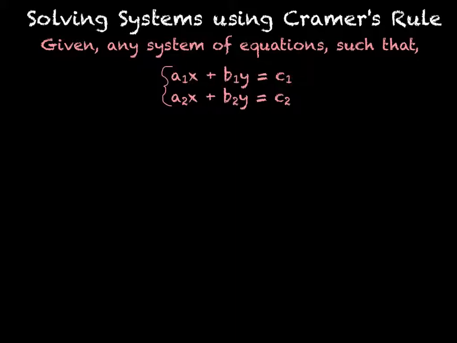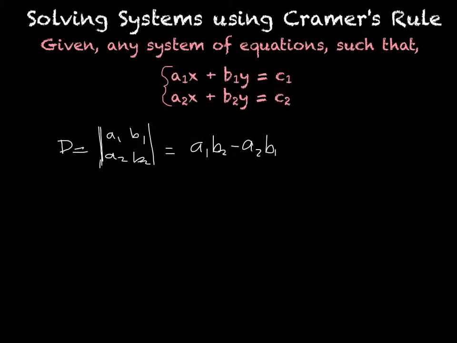So first we need to find the determinant of our coefficient matrix. We find D, which is going to be the determinant of a sub 1, b sub 1, a sub 2, b sub 2, because those are my coefficients. A little refresher on determinants: it would be a sub 1 times b sub 2 minus a sub 2 times b sub 1. So you do the cross multiplication and the subtraction. That is going to be the denominator of our x and y.